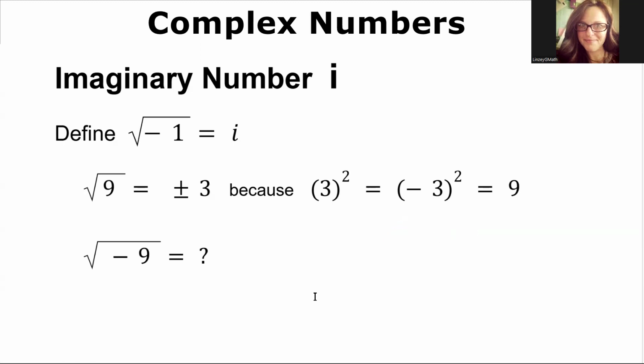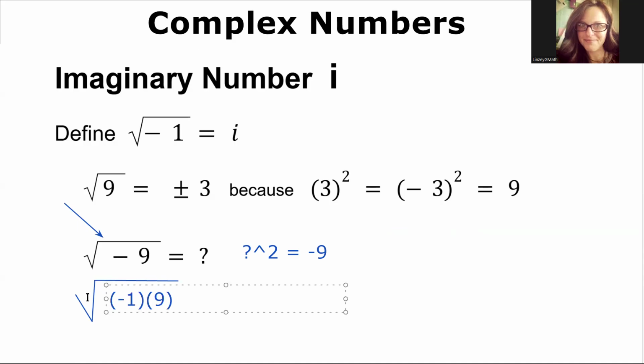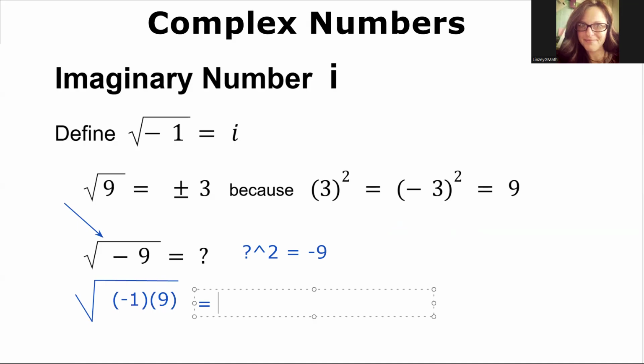So what is the square root of -9? What number squared equals -9? Well, in comes the imaginary number i. We can rewrite the square root of -9 as the square root of -1 times 9. And now we can take the square root of -1 out from under the radical, and we get i. The square root of 9 is 3 or -3. So the square root of -9 is 3i or -3i.